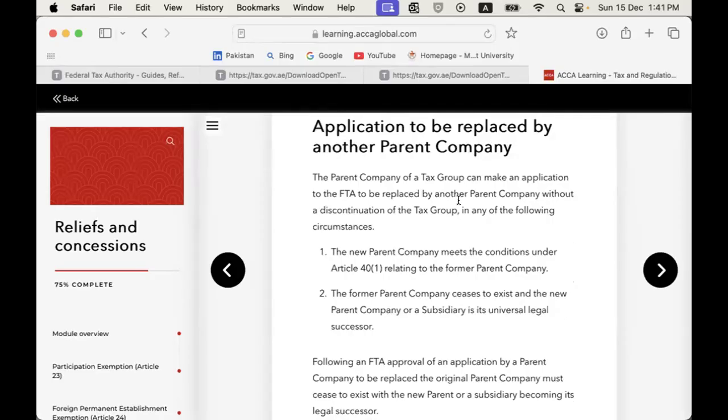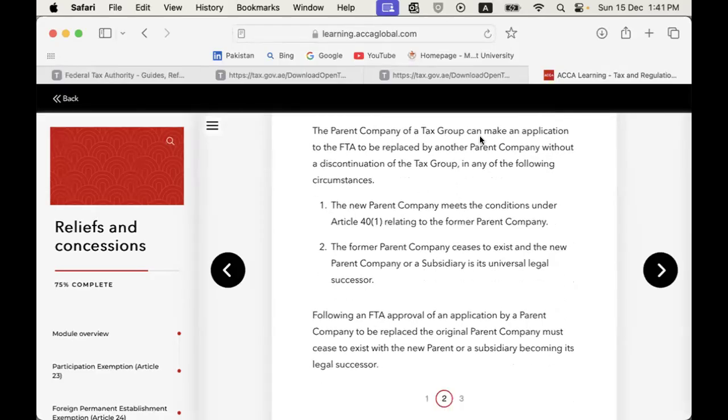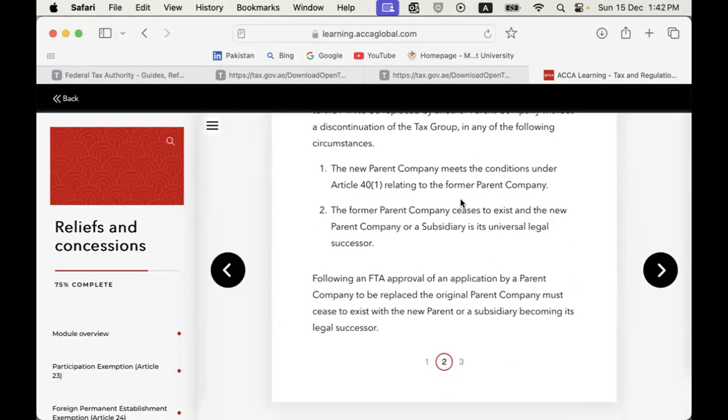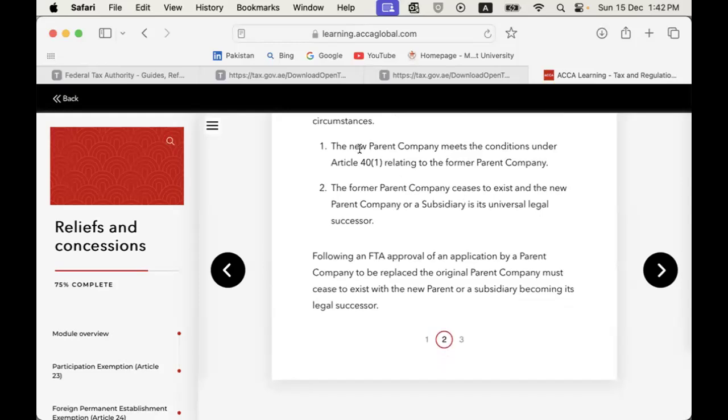Application to be replaced by another parent company. The parent company of a tax group can make an application to the FTA to be replaced by another parent company. Naturally, there's a change in the group structure without a discontinuation of the tax group, if the following conditions are met. Naturally, some continuity criteria are there. The new parent company meets the conditions.